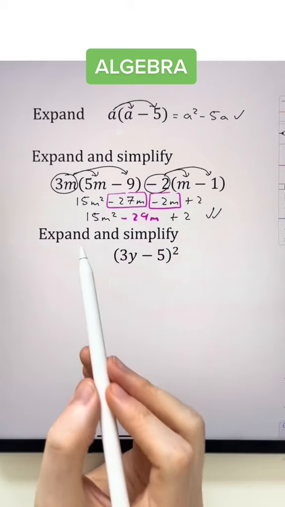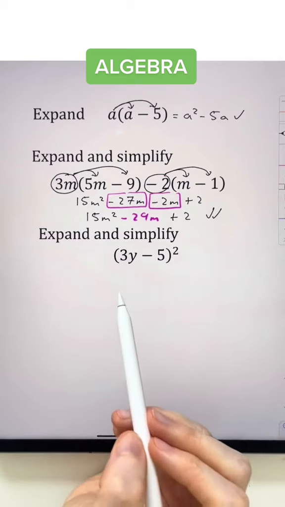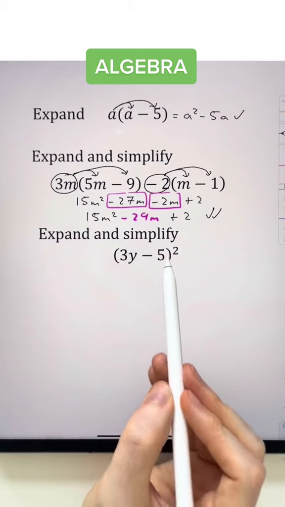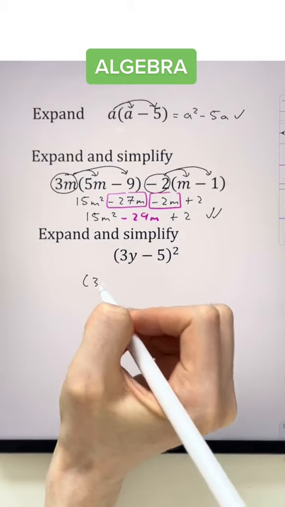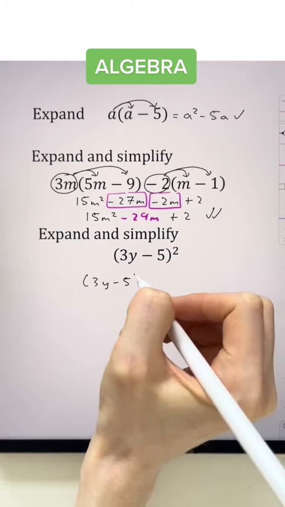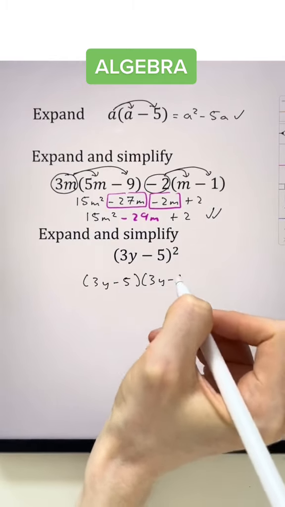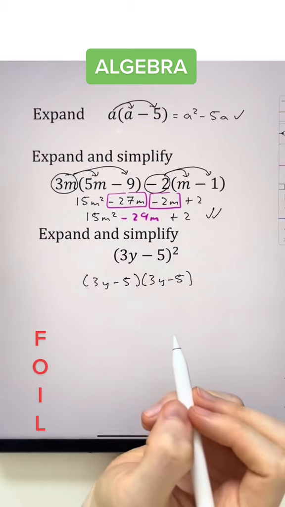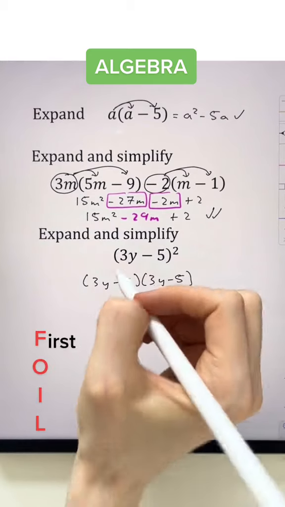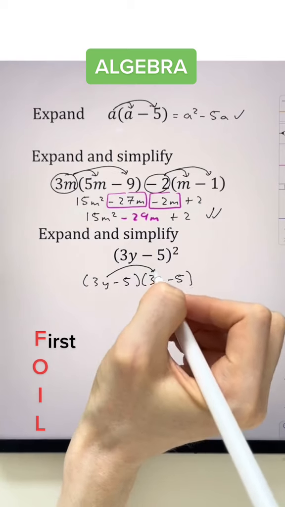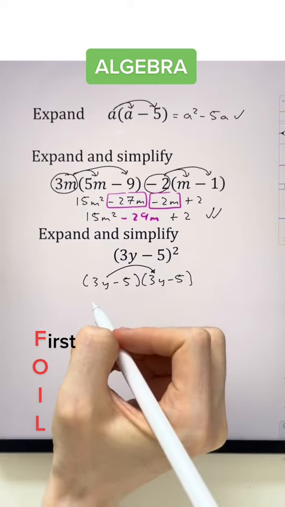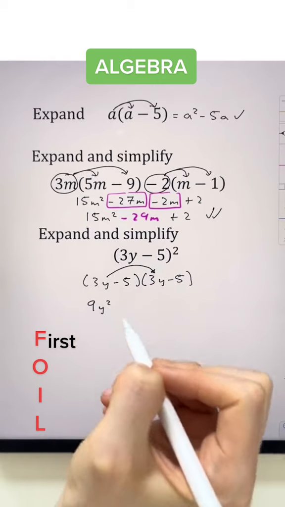For question 3, here we're asked to expand and simplify 3y minus 5 in brackets, all squared. Well, we know squared means multiplied by itself. So my first step is to write out my bracket twice. Expanding using the FOIL method, F stands for first. We multiply the first term in each bracket together. 3y multiplied by 3y will give us 9y squared.